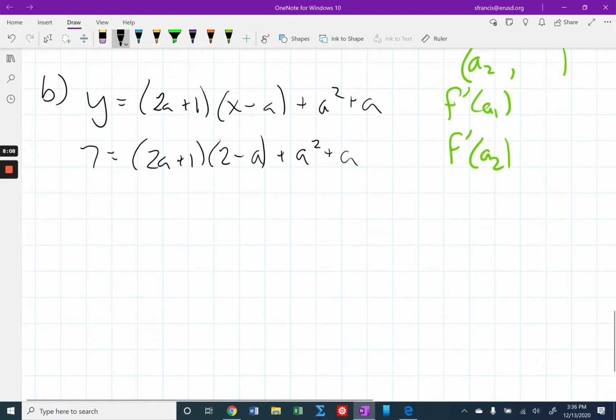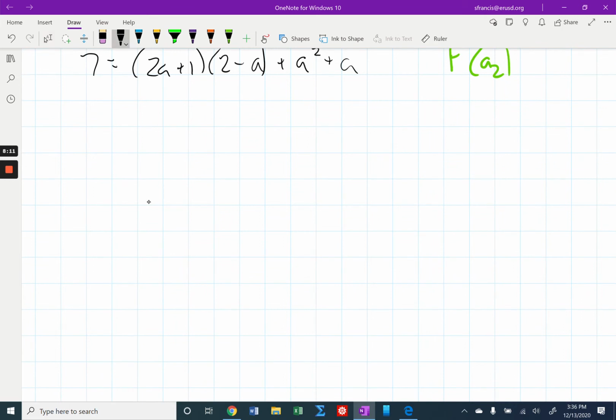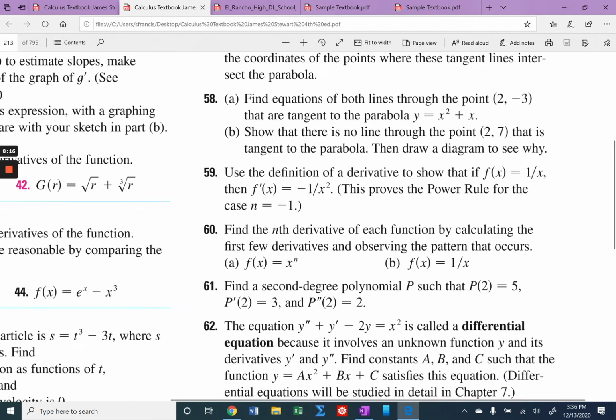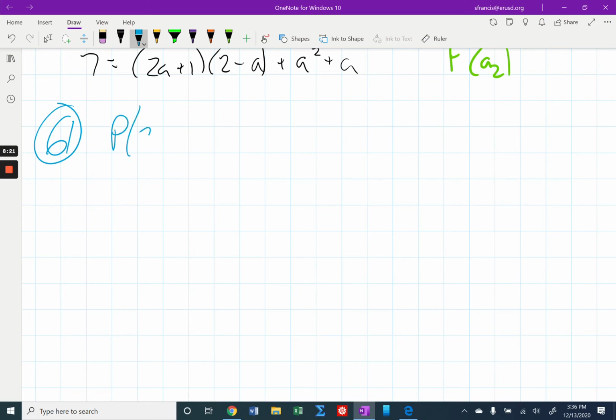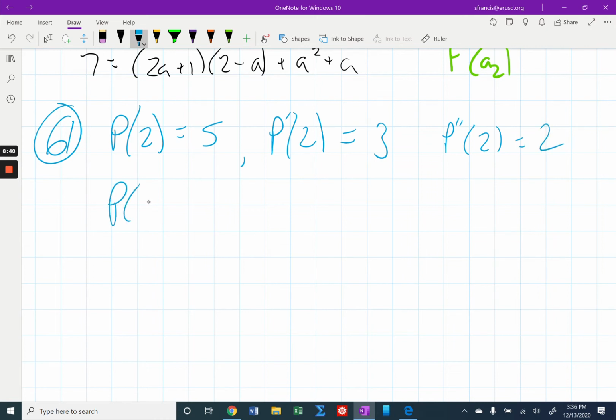All right, let's keep this going here. 61 is next on the list. Find a second degree polynomial p such that p of 2 is 5, p prime of 2 is equal to 3, and p double prime of 2 is equal to 2. I better start taking notes here. A second degree polynomial looks like this. p of x is going to be equal to ax squared plus bx plus c. And you need to find a, b, and c.